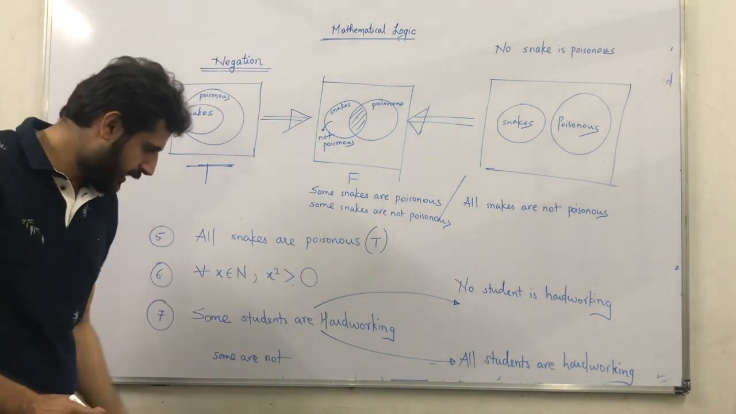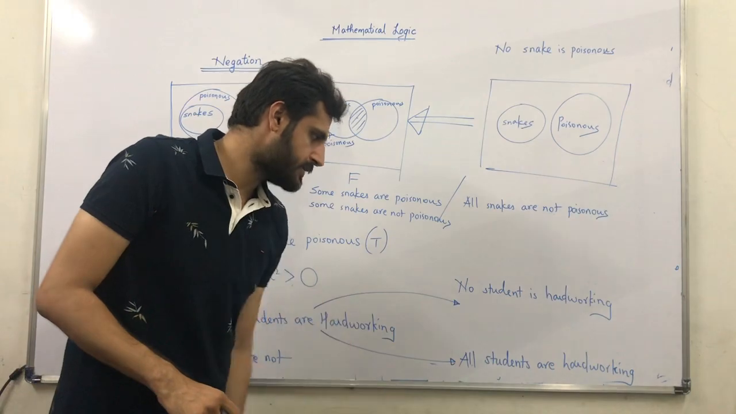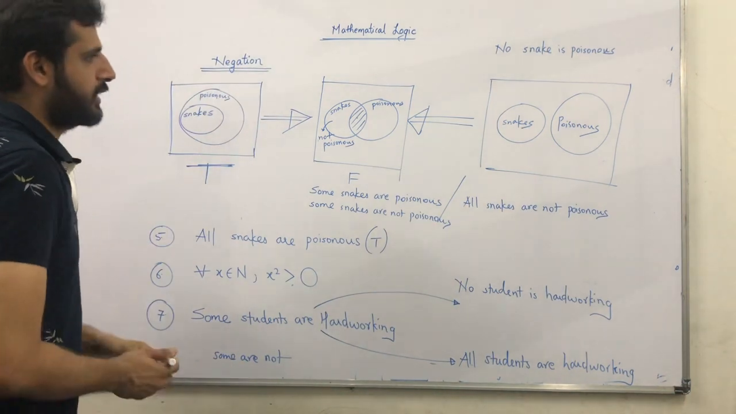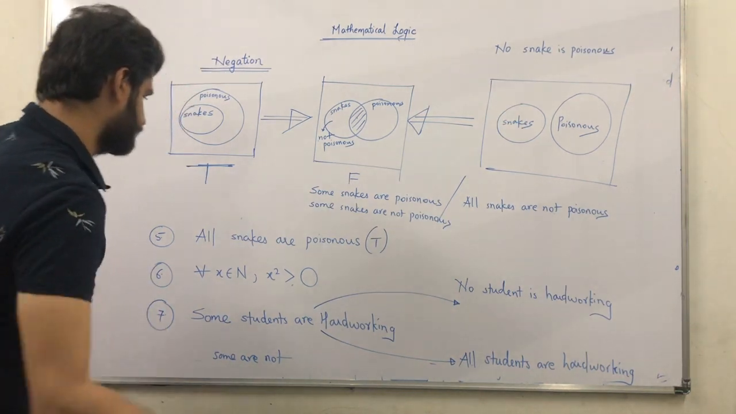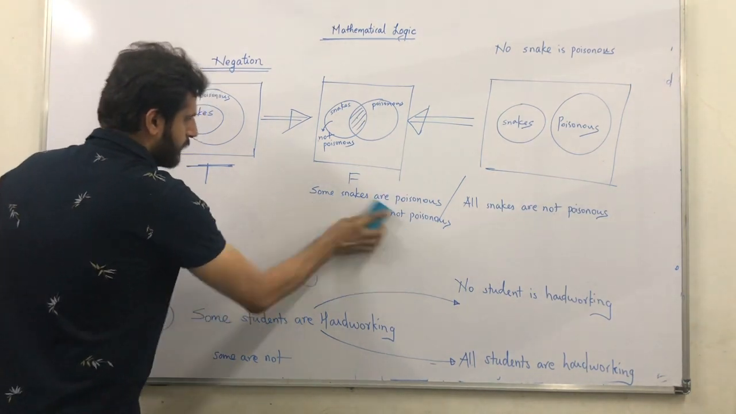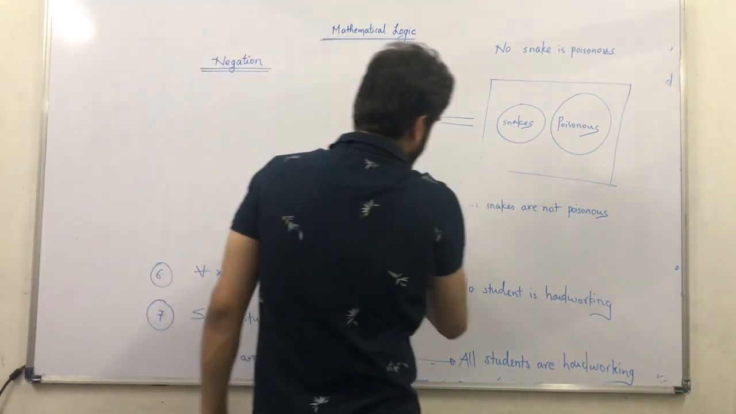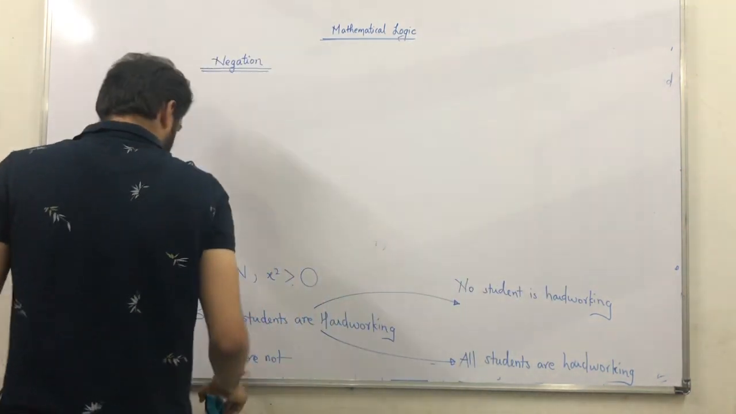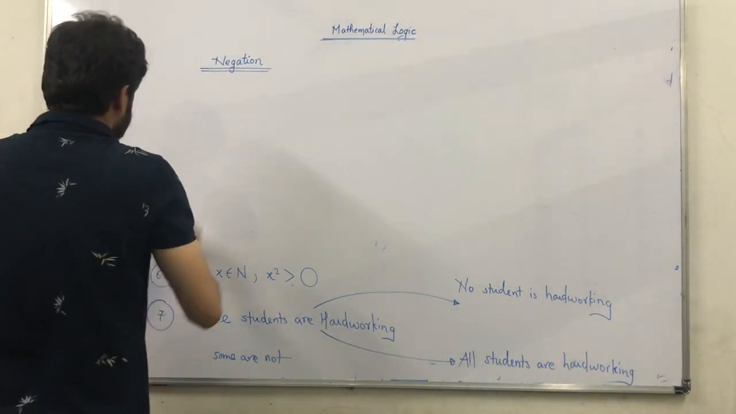Some students are hardworking has another meaning also, that some are not hardworking. So the negation for that is all are hardworking. Some are not hardworking, all are hardworking. That's a negation of some are not hardworking. Okay? So we can say the negation of some are hardworking, no one is hardworking. Some are not hardworking, no, all are hardworking.